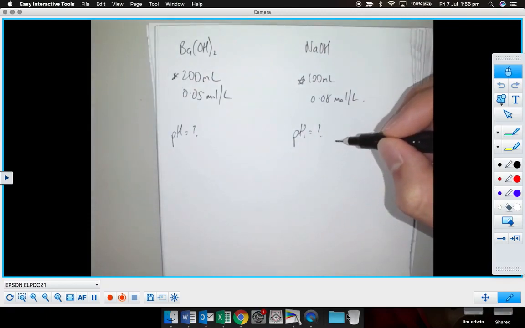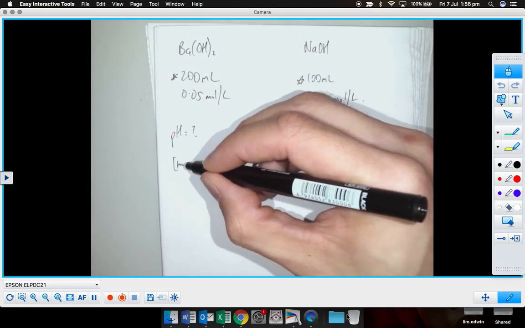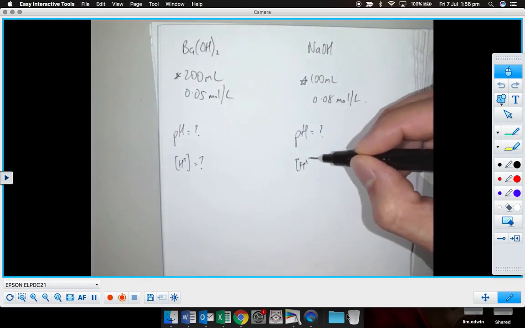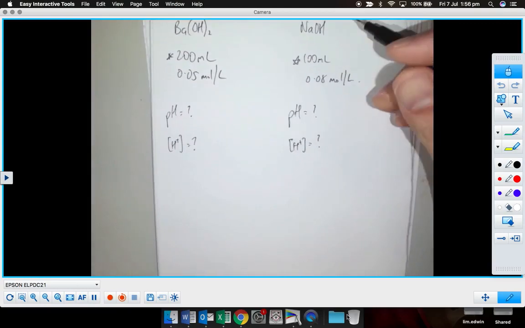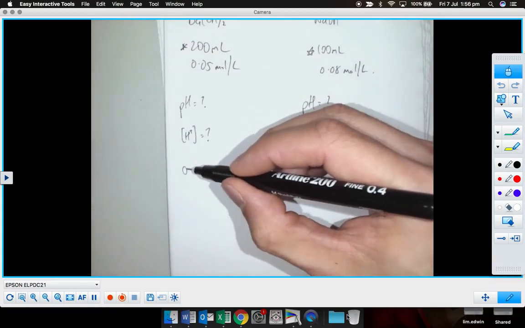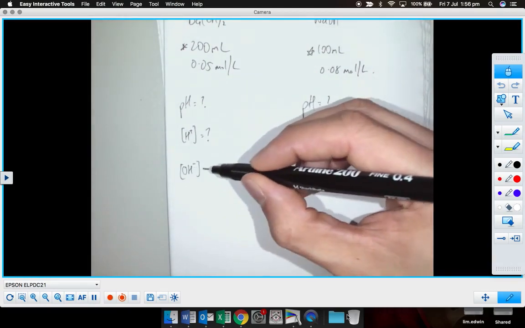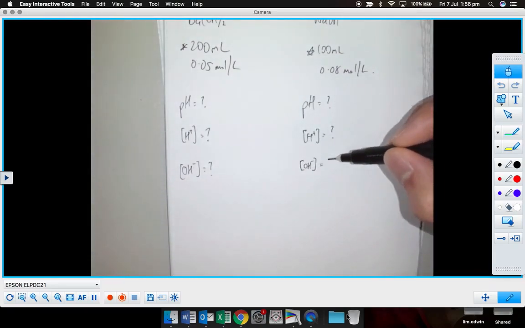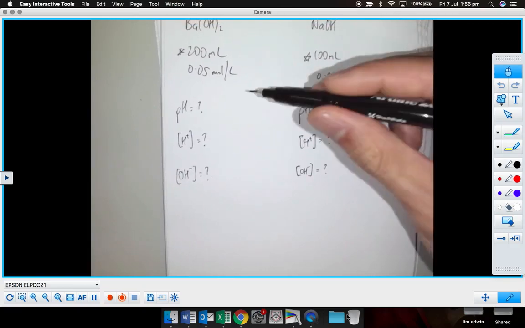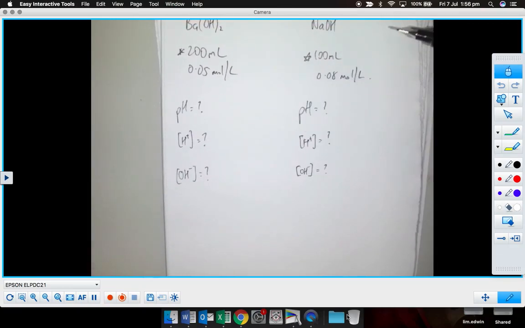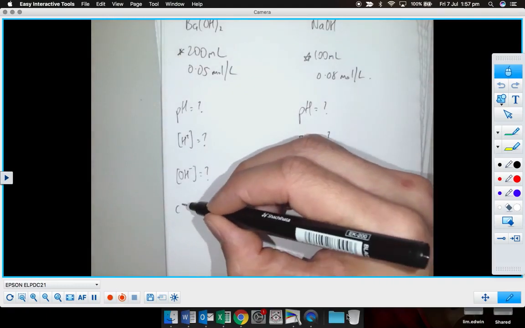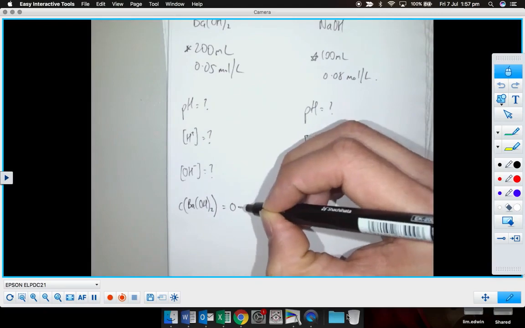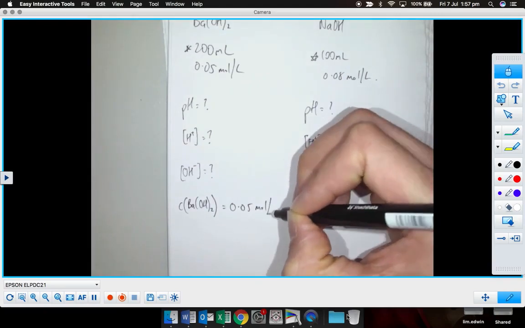Therefore, we need the H+ ions of both, and to get the H+ ions of both, we need to work out the concentration of OH- ions of both. Now we're given the concentration of these two things, so let's have a look. The concentration of Ba(OH)2 is equal to 0.05 moles per liter.